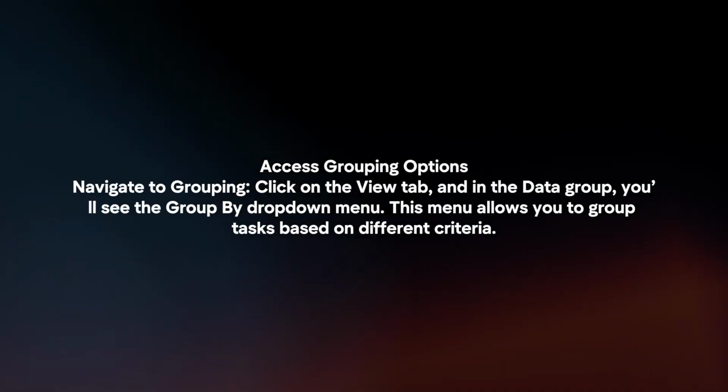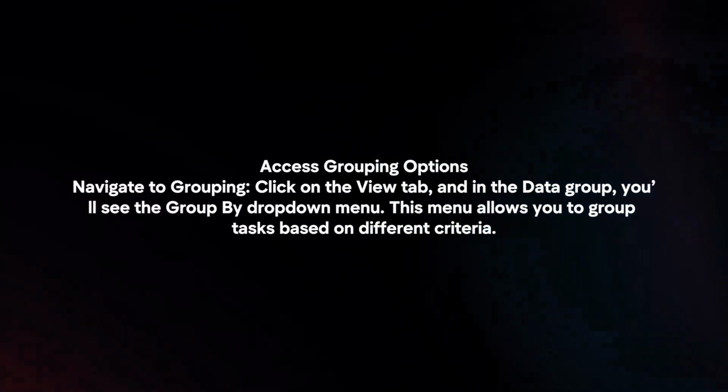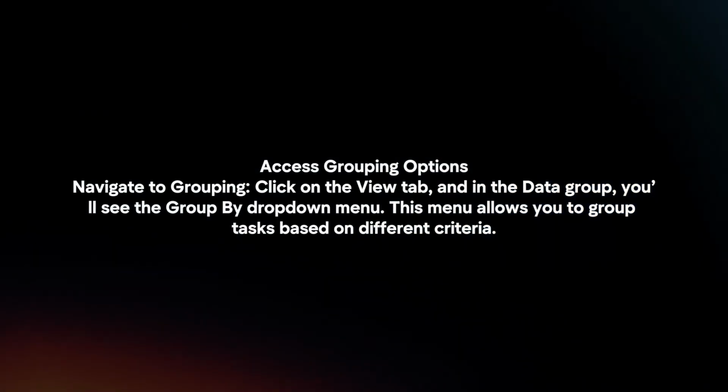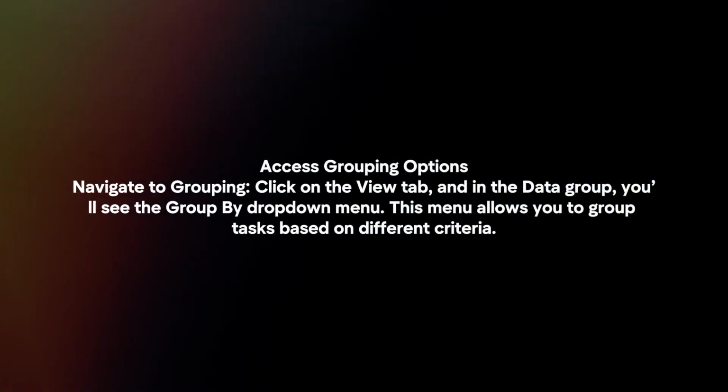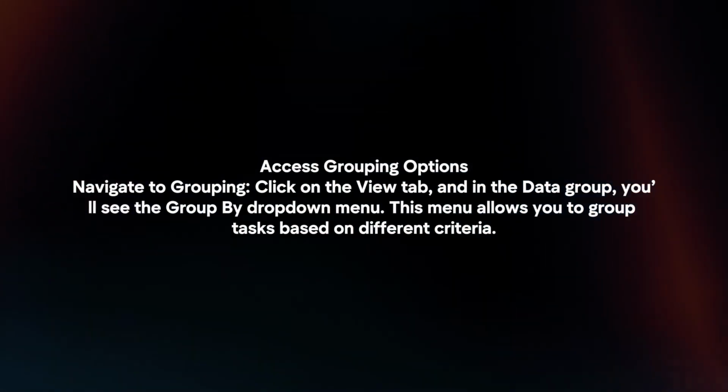Access grouping options. Navigate to grouping. Click on the View tab, and in the Data group, you will see the Group by drop-down menu. This menu allows you to group tasks based on different criteria.